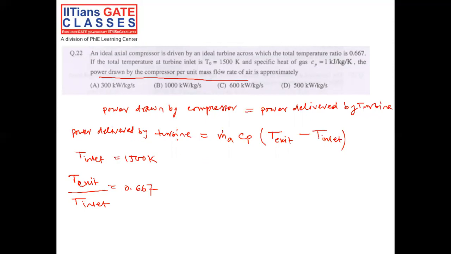So the power delivered, so here we have to find out the per unit mass flow rate, right? So this is going to be m dot multiplied by Cp, which is 1000 joule per kg Kelvin. So Cp is given as 1 kilojoule per kg Kelvin. So this will be nothing but 1000 joule per kg Kelvin, right? Into, sorry, here I have made a mistake here.